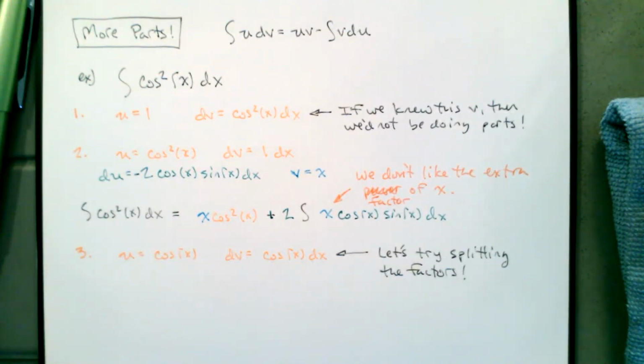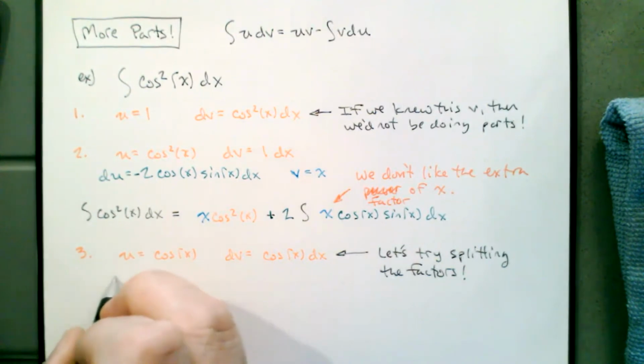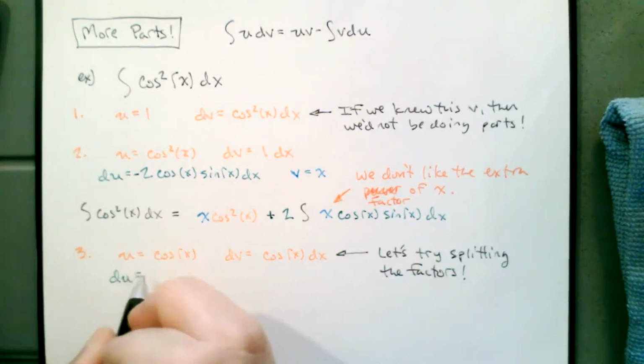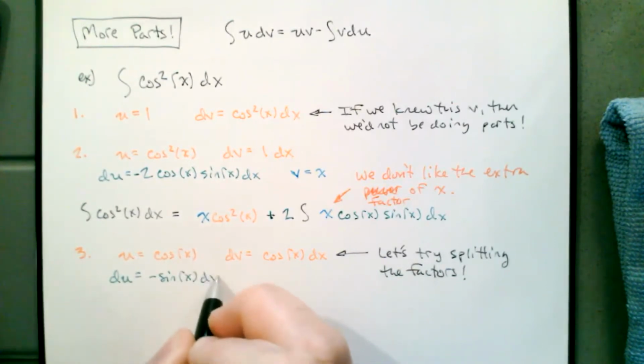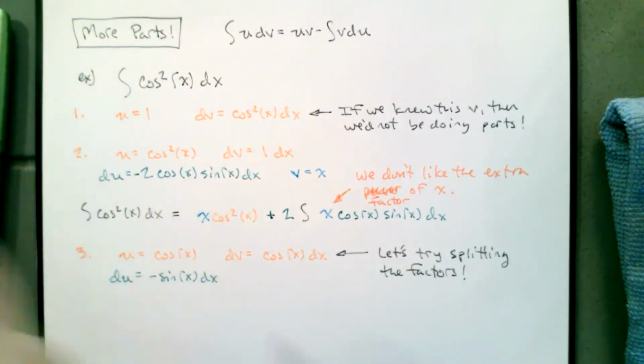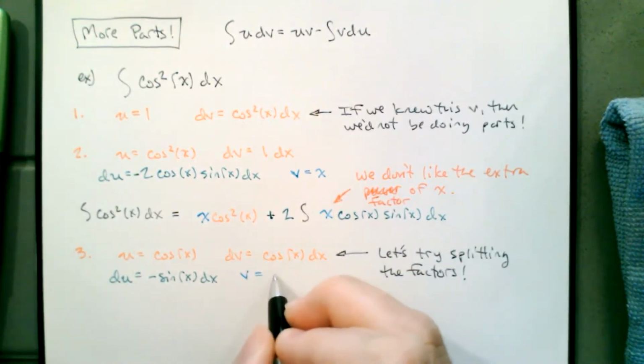So we're going to try splitting the factors, see if that gives us something interesting. In particular, it'll keep this 1 from turning into an x and introducing x factors in our secondary integral. So du, the derivative of cosine is negative sine x dx, and the integral of cosine is sine. So v is sine x.